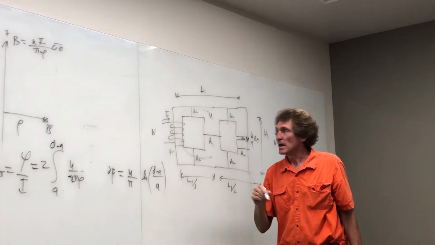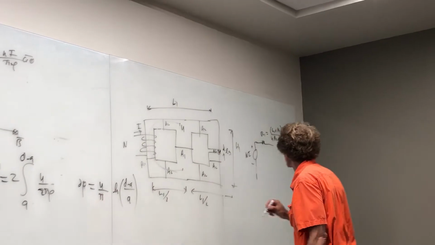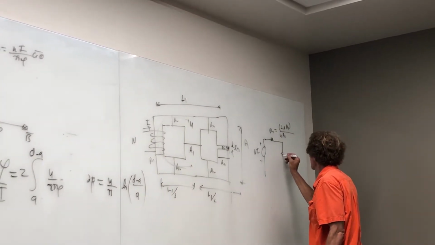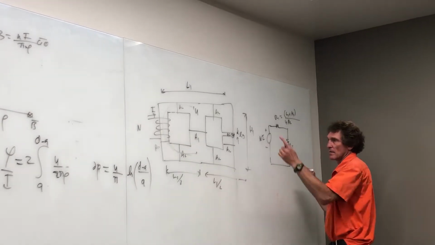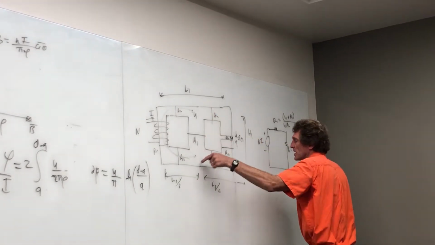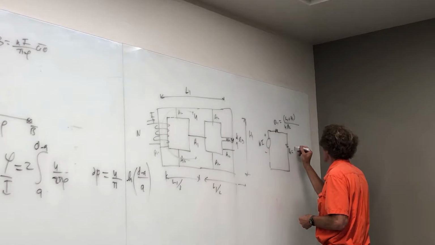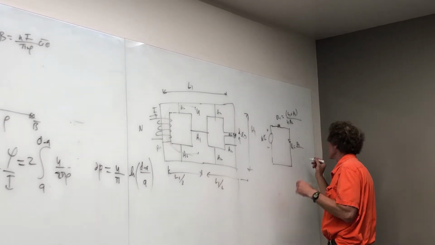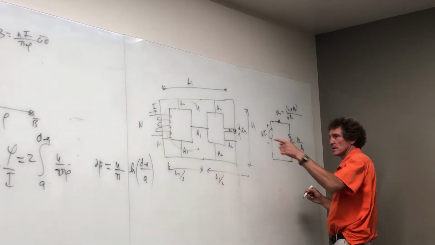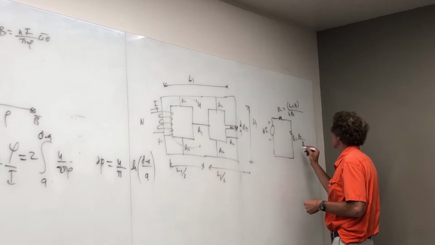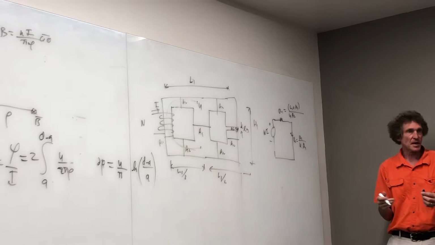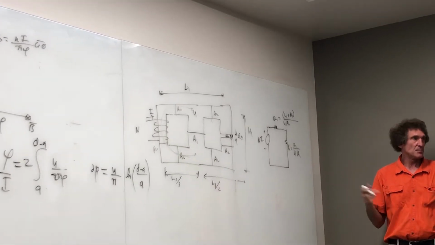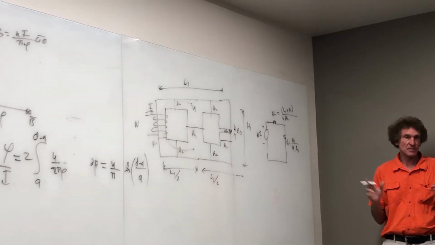With me? Now there's a reluctance from here to here. I'll call it R2, that would be equal to the length from here to here, or H1, always proportional to length, inversely proportional to A1 because that's the cross-section, and inversely proportional to mu. And I'm assuming mu for this whole thing is the same. It may be 1,000 mu naught, maybe 5,000, something like that. Understand?